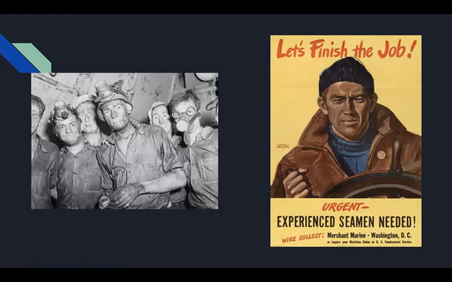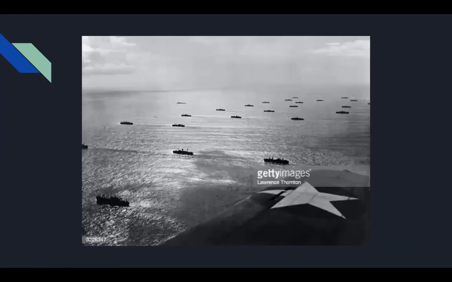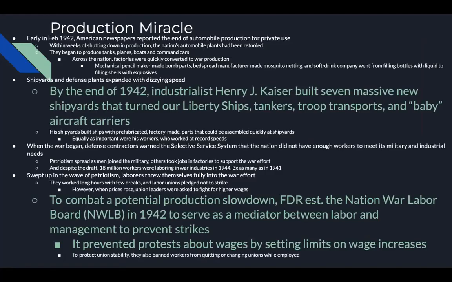So there you have it. There's a convoy. Production miracle. So early 1942, American newspapers reported the end of the automobile production for private use. Within several weeks of shutting down production, the nation's automobile plants had to be retooled. They began to produce tanks, planes, boats, and command cars. Across the nation, factories were quickly converted to war production.